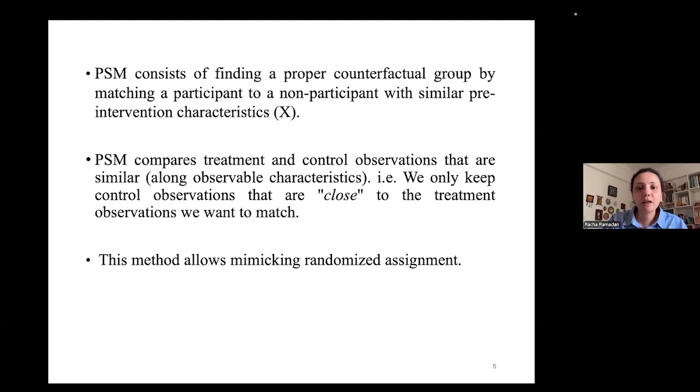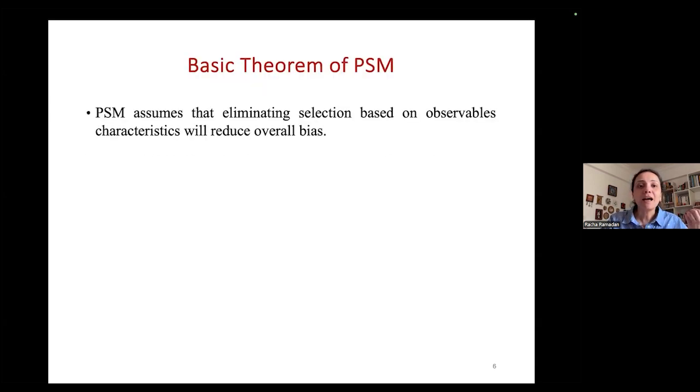And in this way, it's like we are mimicking the randomized assignment. In the randomized assignment, we suppose that everyone is equally likely to be randomly selected for a specific treatment or specific program. Here we know that it is not random, but we try to mimic this by providing a given probability of being accepted into the program. Let me go into more detail. So the PSM assumes, as I mentioned, that the selection bias will be eliminated, but only based on the observable characteristics that we can observe, and this would reduce the overall bias.